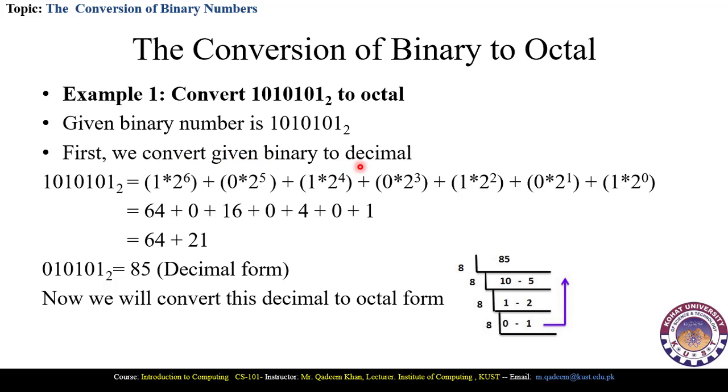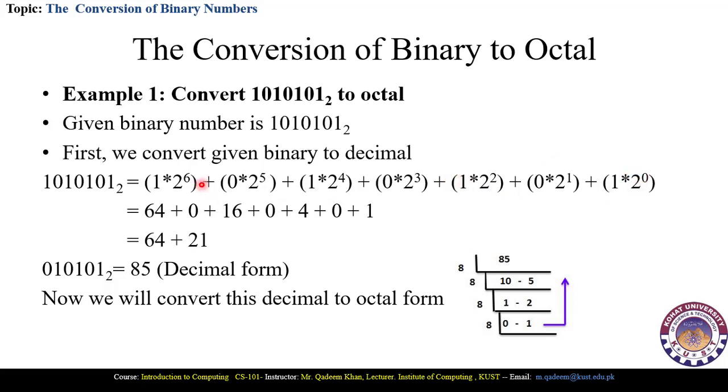First we convert the given binary to a decimal number. For this purpose we will use the previous method. We will multiply each and every bit by the base of the binary number, which is 2, and also we will provide the powers for each base. So it should be n minus 1. Here you can see there are 7 bits, so starting from 7 minus 1, which is 6. So 1 multiplied by 2 to the power 6 plus 0 multiplied by 2 to the power 5 plus 1 multiplied by 2 to the power 4 plus 0 multiplied by 2 to the power 3. Similarly 1 multiplied by 2 to the power 2. Then we have 0 multiplied by 2 to the power 1, and finally 1 multiplied by 2 to the power 0.